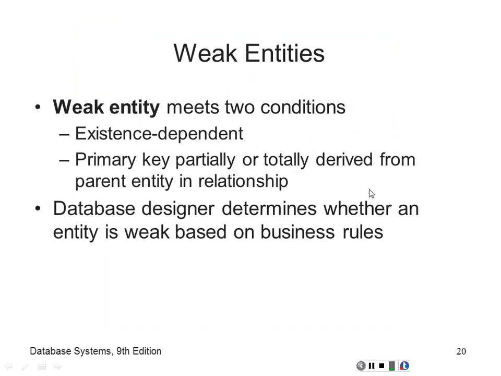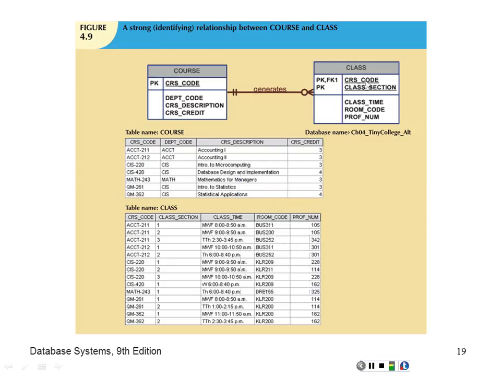Weak entities need two conditions. Existence dependent, you know what it is, right? And primary key partially or totally derived from the parent entity. So going back, class is a weak entity. It's a weak entity because it is in a strong relationship. How do you remember that? I mean, it's weak, right? It needs a strong relationship with the parent.